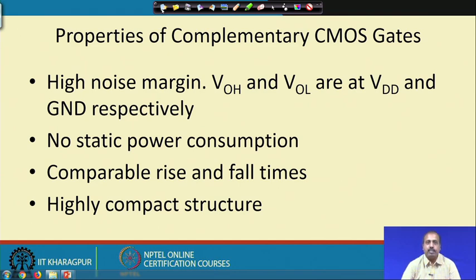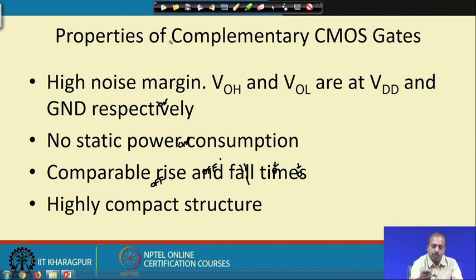Comparable rise and fall time. Rise time means that if your input changes from say 0 to 1, how much time the output takes to rise from 0 to 1. Similarly, fall time means when the input makes a change and the output should go from 1 to 0, how much time it takes. These times are pretty small in case of CMOS gates. That is also an important feature. And it is a highly compact structure, so you can make it in less silicon area. You can put a large number of CMOS gates, which makes it area efficient.